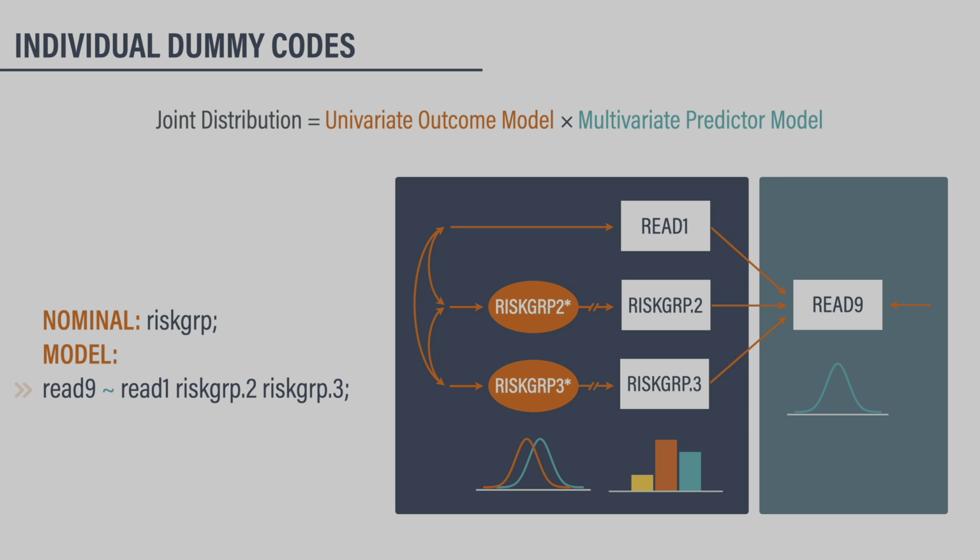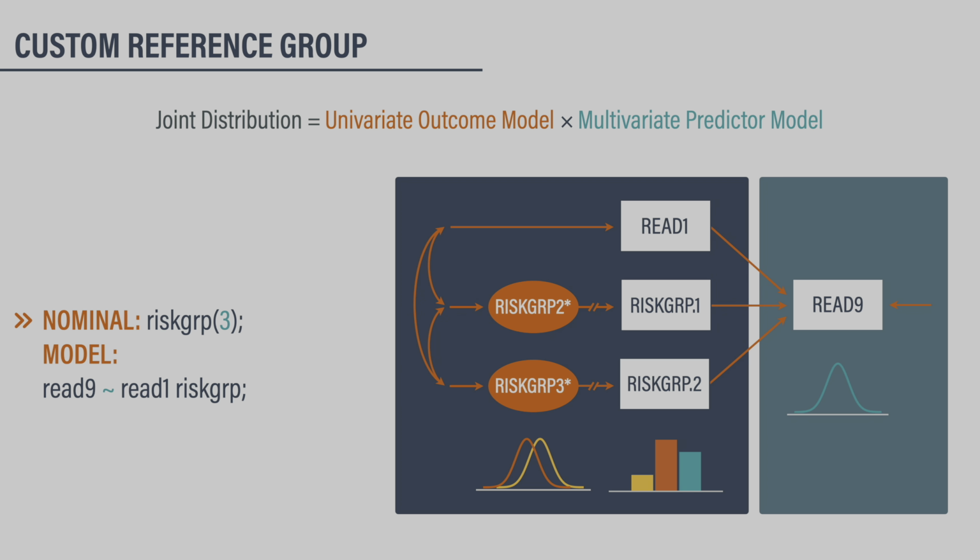As I mentioned, Blimp automatically assigns the lowest numeric code as the reference group. You can change this by listing the desired reference group code on the nominal line. In this example, I designate group 3, the high-risk group, as the reference. The dummy codes now compare groups 1 and 2 relative to reference group 3. Like before, you could reference these code variables directly by listing riskgroup.1 and riskgroup.2 on the model line.